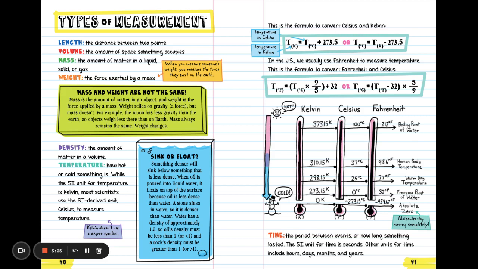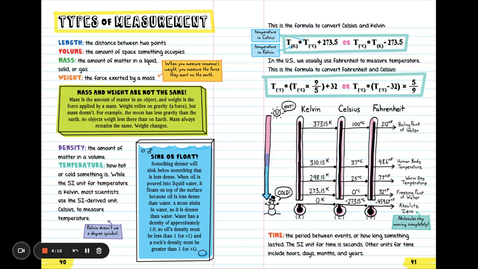Sink or float. Something denser will sink below something that is less dense. When oil is poured into liquid water, it floats on top of the surface because oil is less dense than water. A stone sinks in water, so it's denser than water. Water has a density of approximately 1, so oil's density must be less than 1, and a rock's density must be greater than 1. This is the formula to convert Celsius and Kelvin. The temperature in Kelvin equals the temperature in Celsius plus 273.5, or the temperature in Celsius equals the temperature in Kelvin minus 273.5.